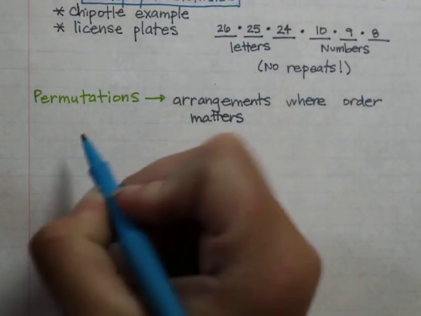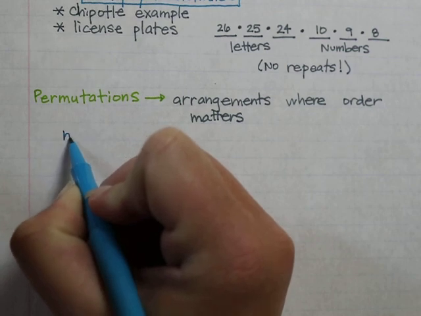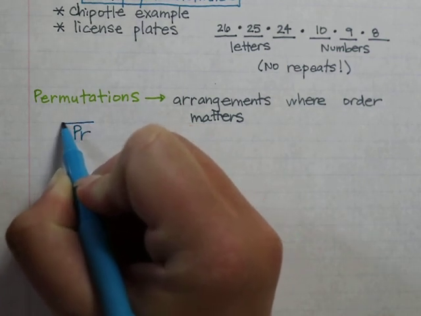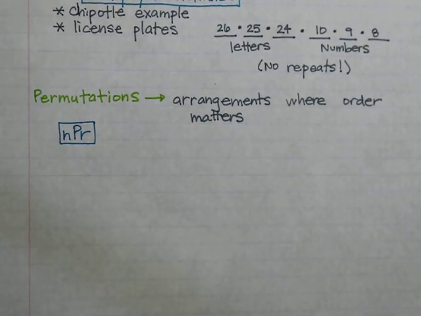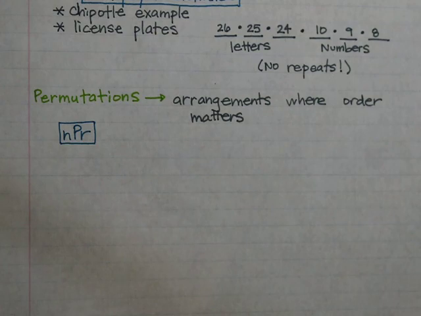On your calculator, and if you're not sure where these are, make sure you watch the calculator video. On your calculator, we're going to use nPr. n is the total, P stands for permutation, and r stands for how many. How many things are we picking? So here's an example.